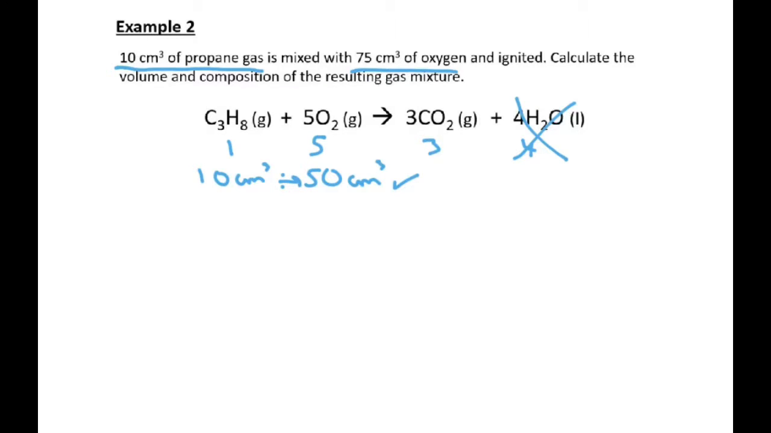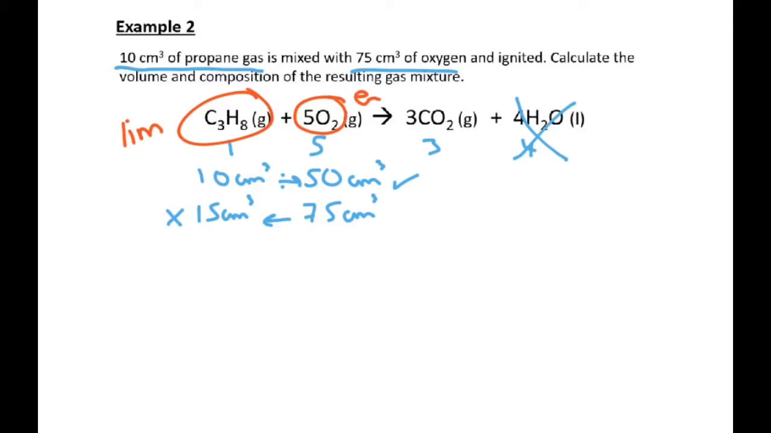If we go back the other way and take this 75 cubic centimetres of oxygen, so if we start with 75 of oxygen, how much propane do we need? If we divide that by 5, that gives us 15. However, we don't have 15 cubic centimetres, we only have 10. Therefore, propane is our limiting reagent and oxygen is in excess.